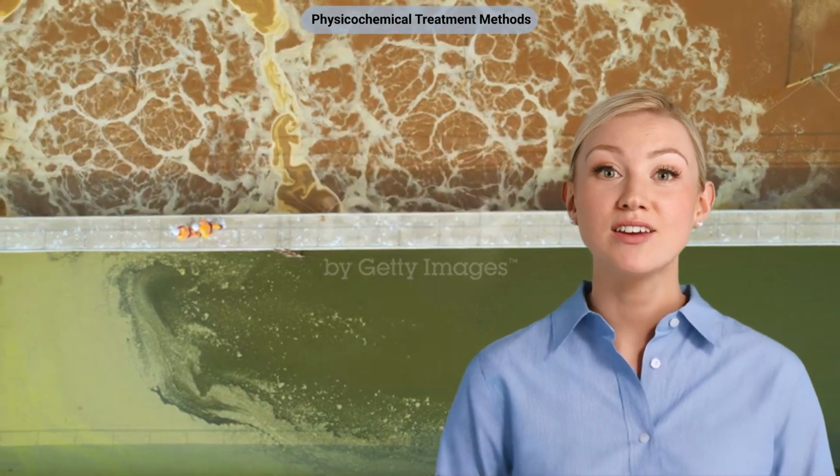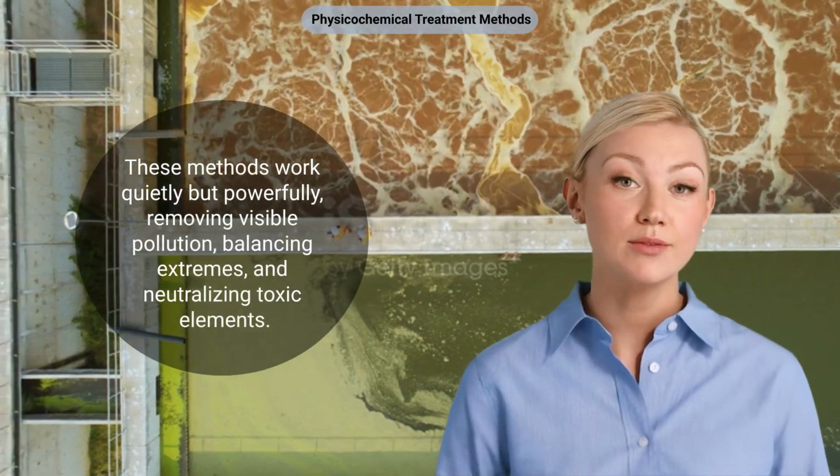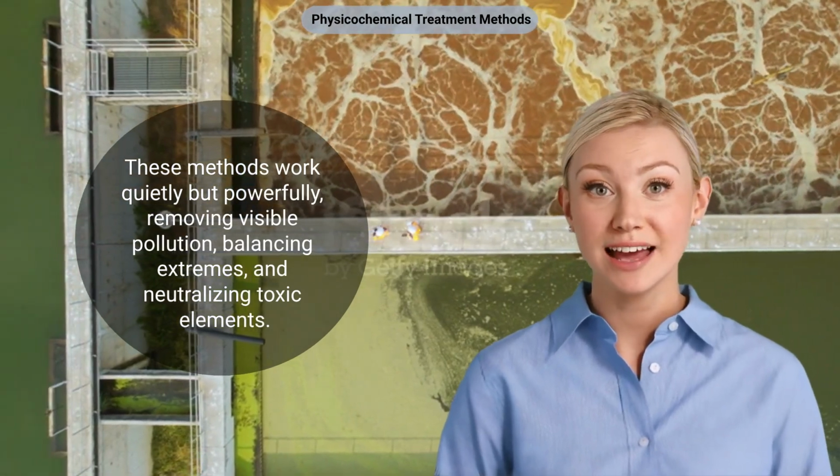Let's start the journey of clarifying murky textile wastewater with physicochemical treatment, the first line of defense. These methods work quietly but powerfully, removing visible pollution, balancing extremes, and neutralizing toxic elements.